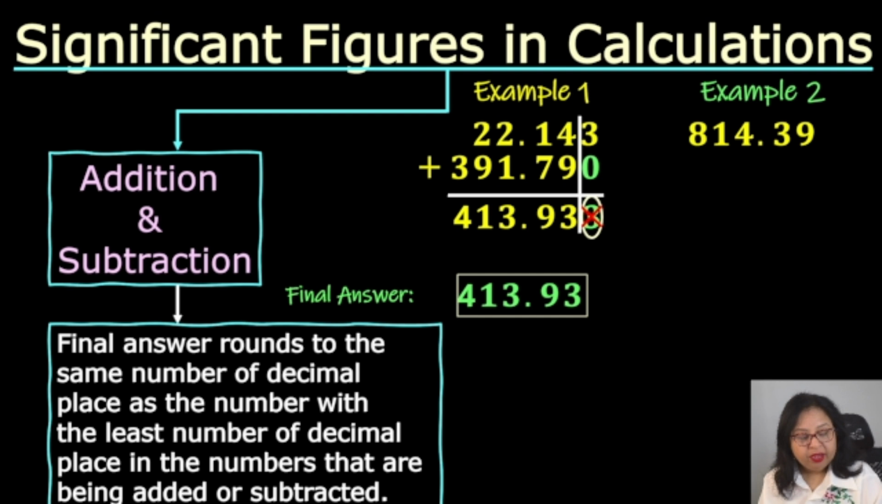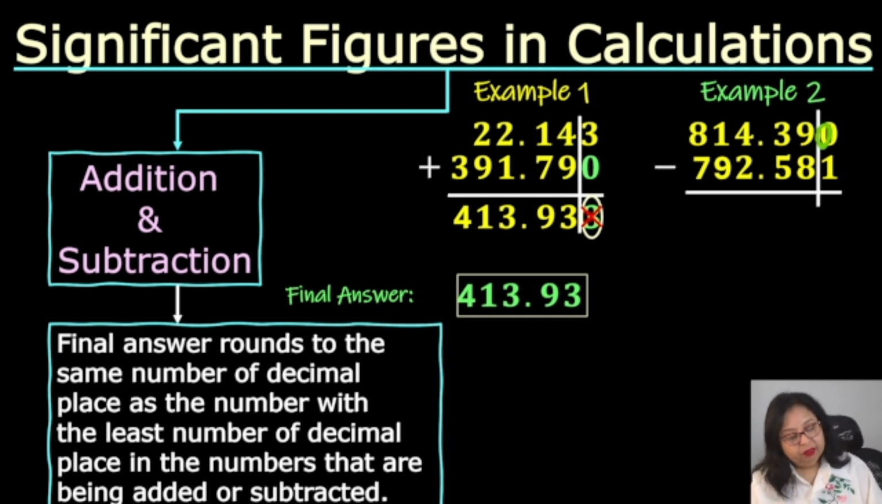Now we have 814.39. This number has 2 digits after the decimal place. Alright, we're going to subtract 792.581 from it. Okay, so once again, the number of digits after the decimal is different for these two numbers that are being subtracted. The final answer must round off to 2 digits after the decimal place.